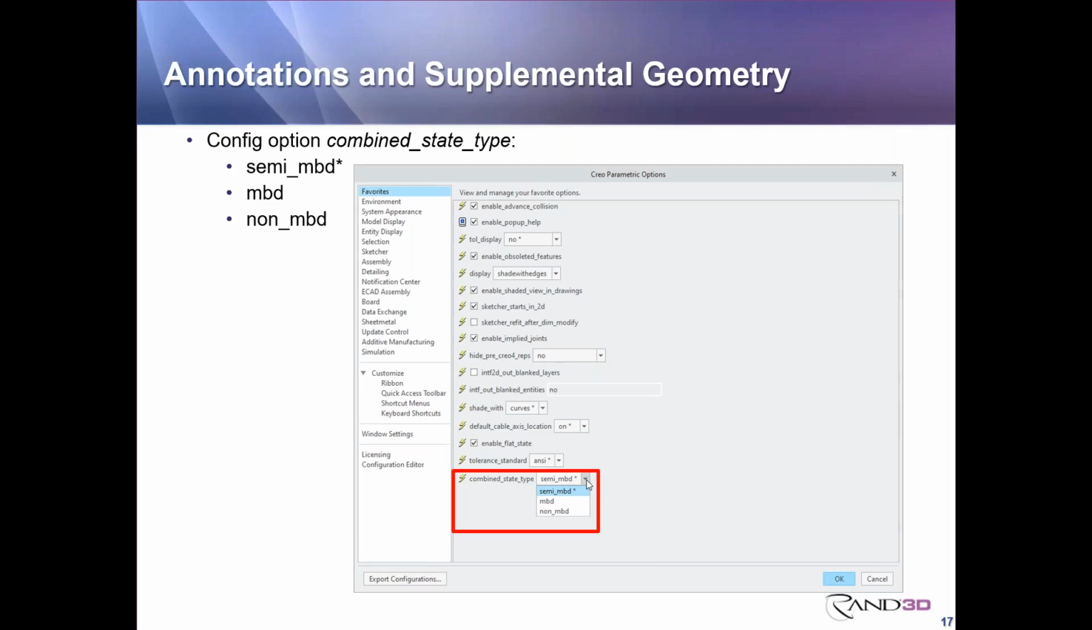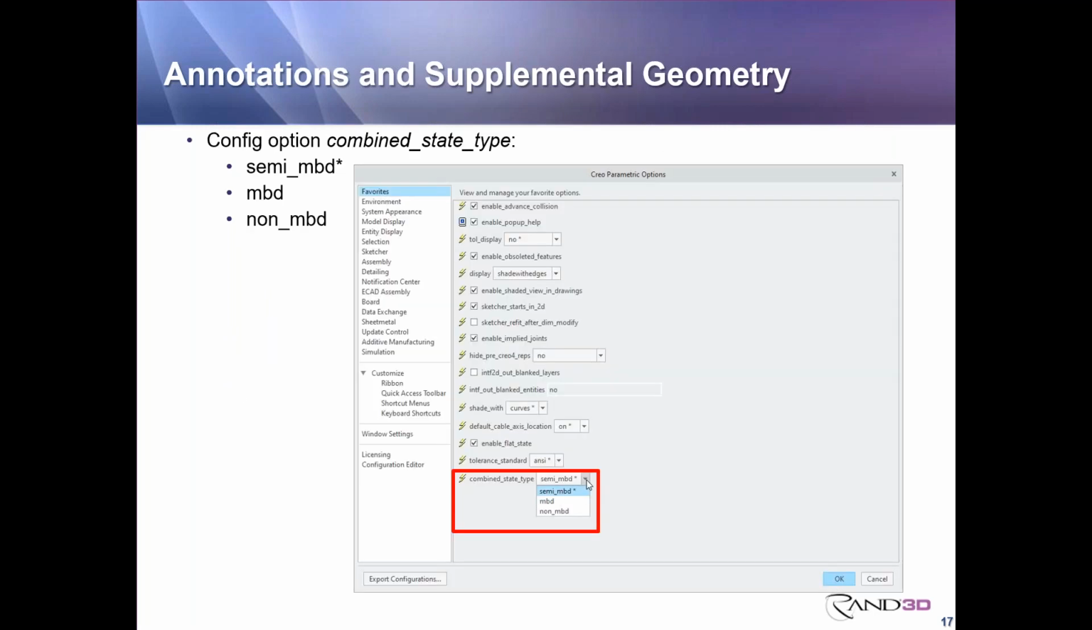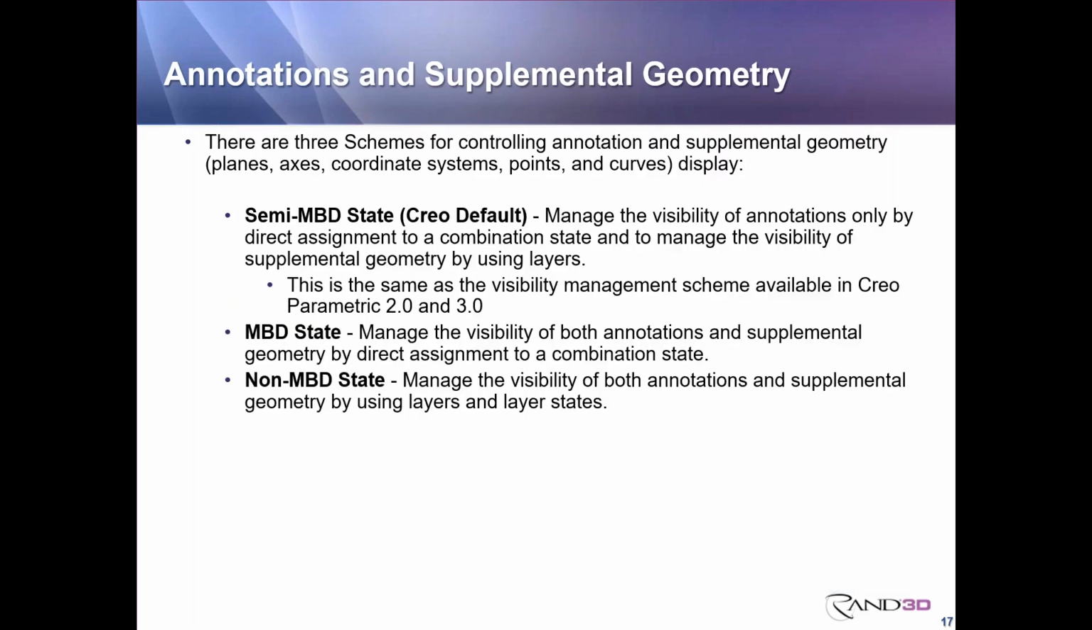So on this slide here, we can see those 3 different options that can be used to control annotations and supplemental geometry as far as their display. You can see their planes, axes, coordinate systems, points, and curves. So the semi-MBD state, again, as indicated with the little star showing on the right side of the option, that's the way that you know that it's a Creo software default, maybe not a company default, but a software default. You can manage the visibility of annotations only by direct assignment to a combined state, and manage the visibility of supplemental geometry by using layers.